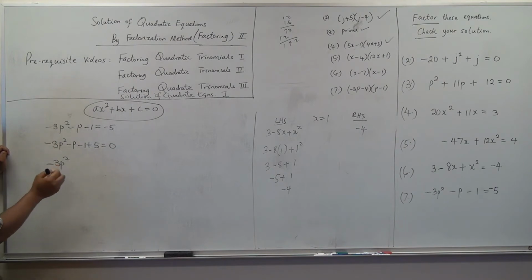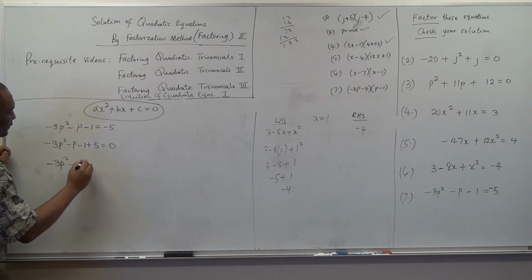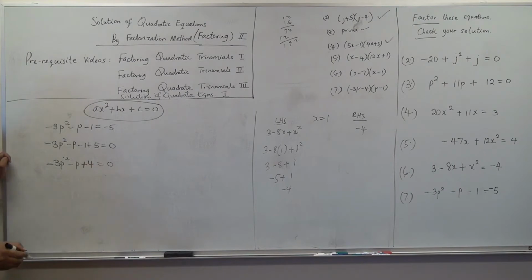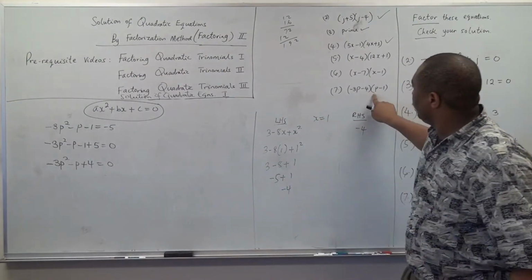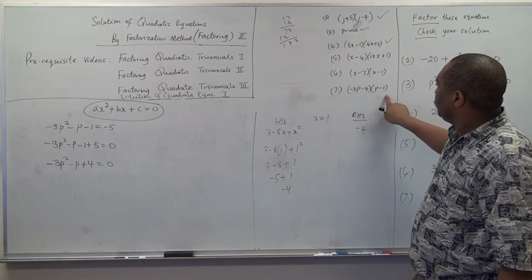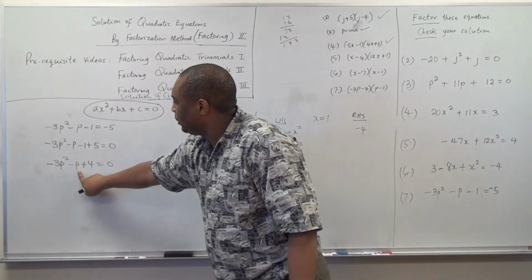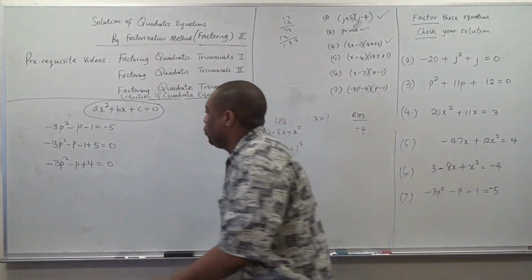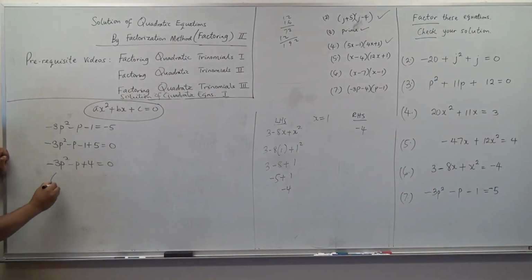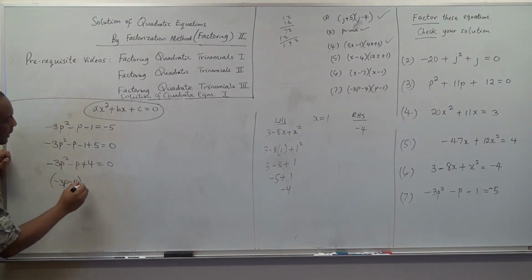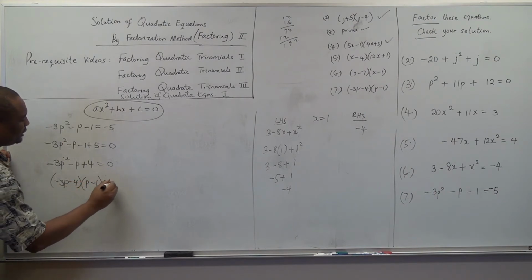Okay, this is negative 3p squared minus p plus 4 equal to 0. I think that will work now. If we come over here, negative 3p squared plus 3p minus 4p, 3p minus 4p is negative p, and then plus 4. Yeah, that will work now. And then this is now negative 3p minus 4, right? And then p minus 1 equal to 0.